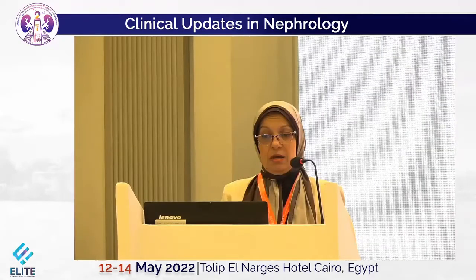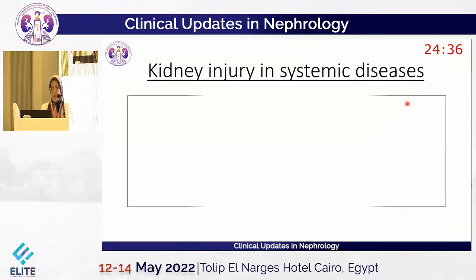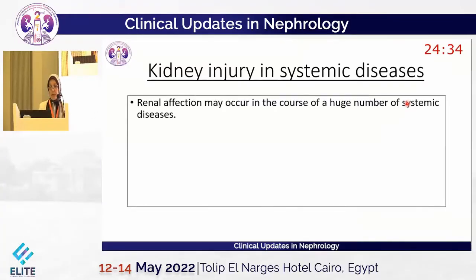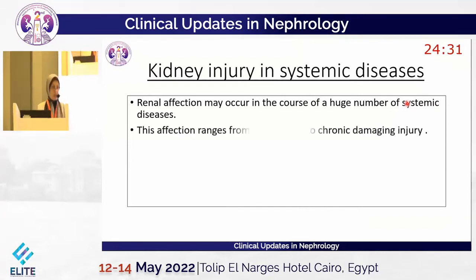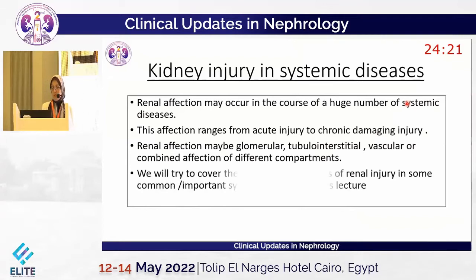We will talk about kidney injury in systemic diseases: pathology updates. We all know that renal affection may occur in the course of a huge number of systemic diseases, and this affection ranges from acute injury to chronic damaging injury. This may be glomerular, tubulointerstitial, vascular, or combined involvement of different compartments. We will try to cover the pathological features of renal injury in some common and some important systemic diseases in this lecture.